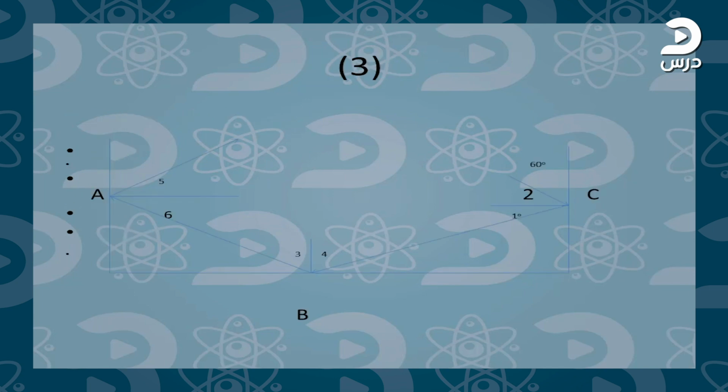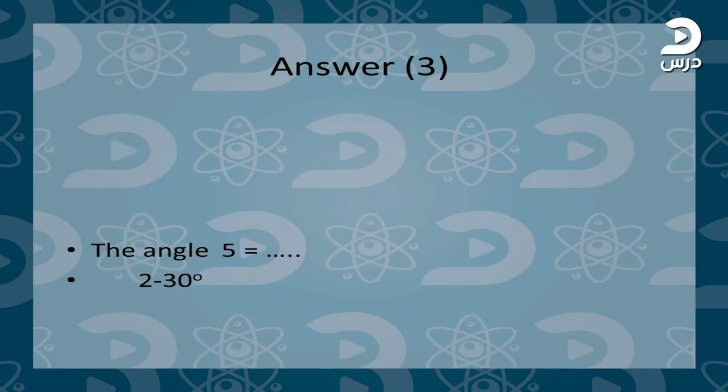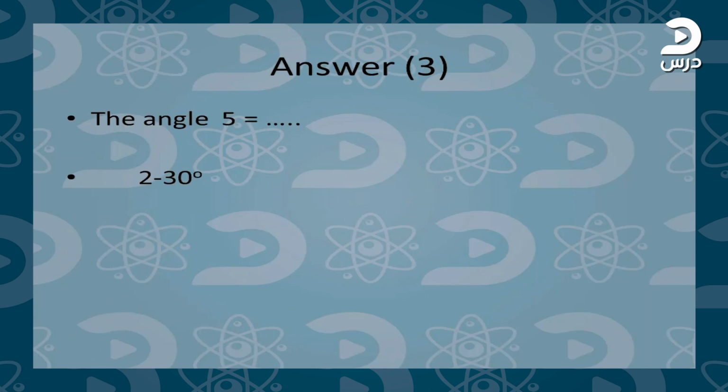Questions number 3. مديني هنا shape بيقول لي الانسيدنت راي هنا في الانجل 60، في انجل 2، في انجل 1، في انجل 3، في انجل 4، وفي 6 وفي 5. فهو هنا عايز الانجل 6 and 5. طبعا انجل 5 هل هو 90 ولا 30 ولا 50 ولا 60؟ طبعا الانسرز الانجل 5 هتطلع ب 30.